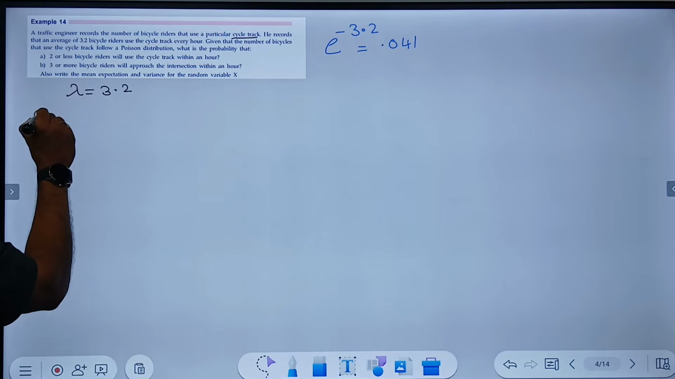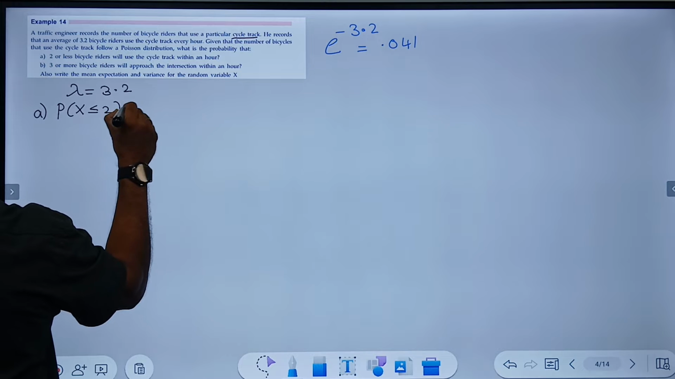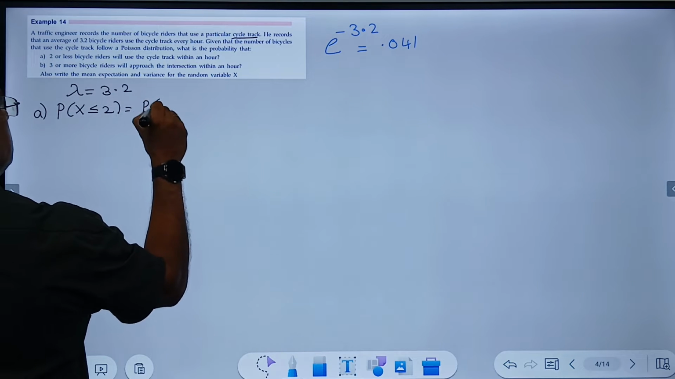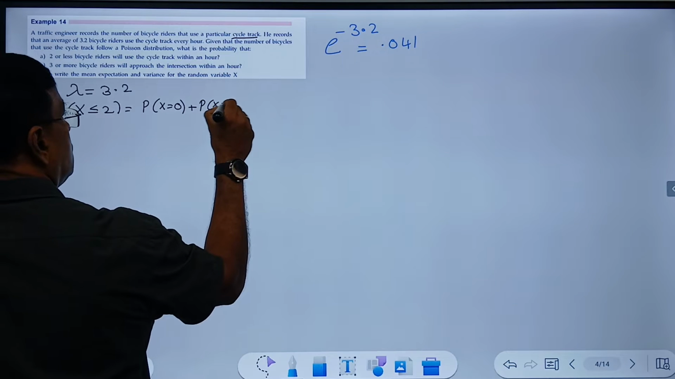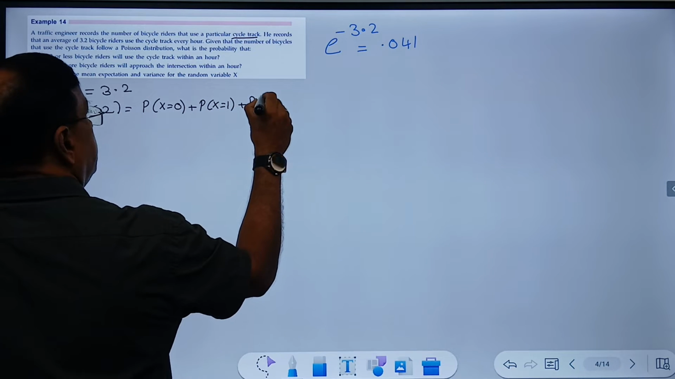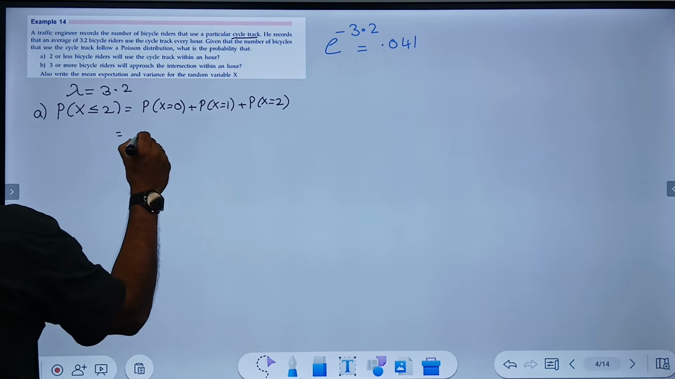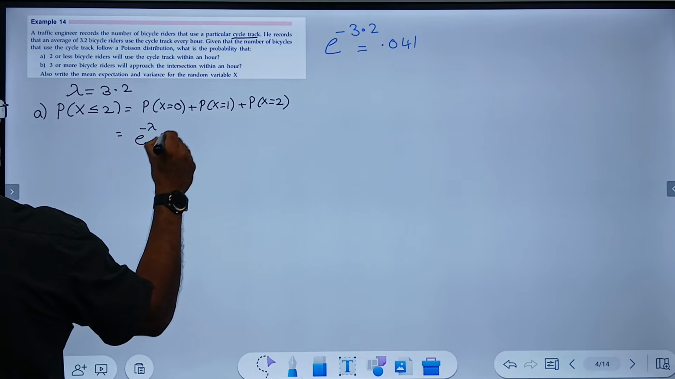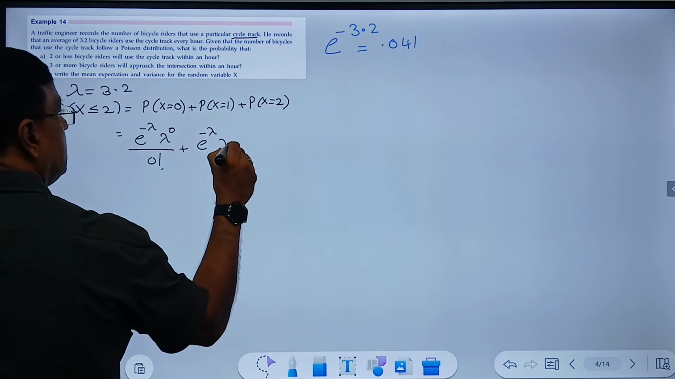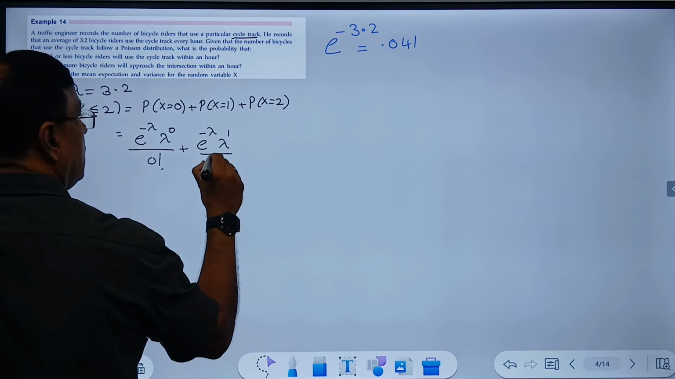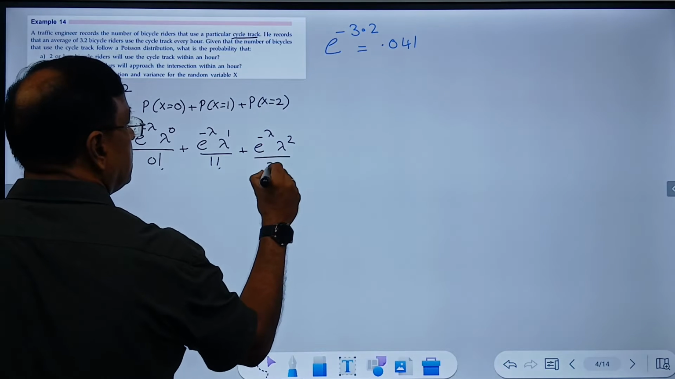Now he wants me to find x less than or equal to 2. What will be x less than or equal to 2? P of x equal to 0, P of x equal to 1, and P of x equal to 2. What is P of x equal to 0? E power minus lambda, lambda power 0 by 0 factorial, plus e power minus lambda, lambda power 1 by 1 factorial, plus e power minus lambda, lambda square by 2 factorial.